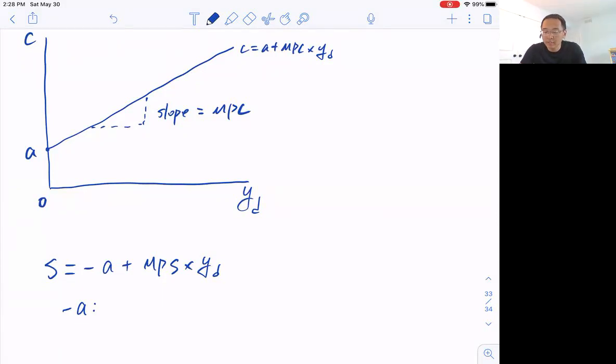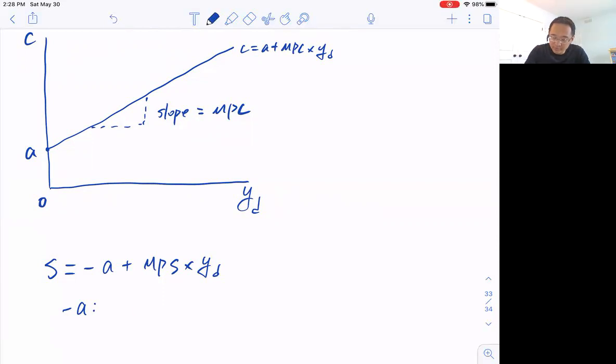Because we said A is your autonomous consumption, that's what you have to spend on necessities. So when your income is 0, you spend A, but since your income is 0 and you're spending A, that has to come out of your savings or borrowing. Either way, your savings is going to decrease by A. So that's why S equals negative A first, then plus MPS times YD.